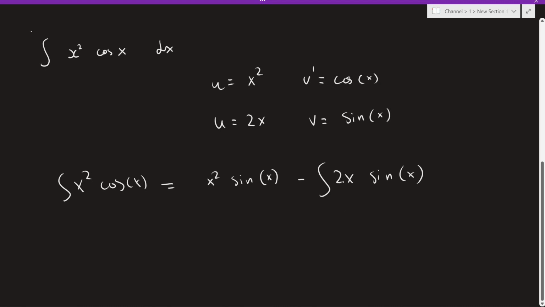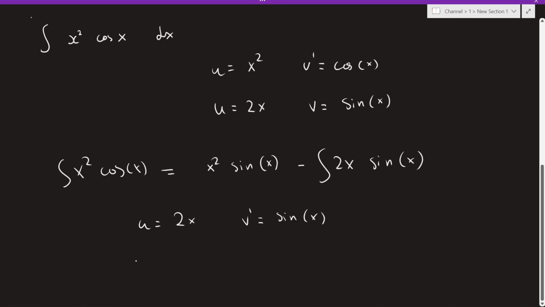Write the formula again: x squared cosine x equals uv, x squared sine x, minus the integration of 2x sine x. The trick here is that inside the formula there's an integration with also two functions. So all we have to do is apply uv once more. u is equal to 2x and v prime is equal to sine x. The derivative of u is 2, while the integration of sine is negative cosine.